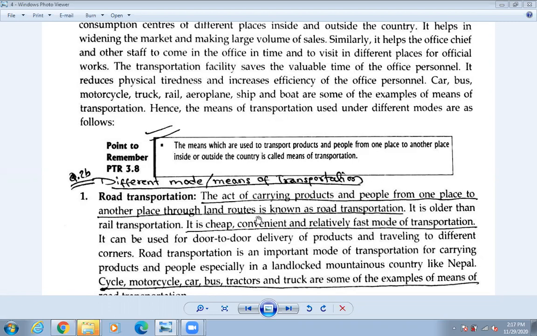You go by the land routes only, okay, and it is older than the railways. Okay, it is a cheaper, convenient, and relatively fast mode of transportation. So whenever you want to go from one place to another place, you go by scooty, bike, or somewhere else.